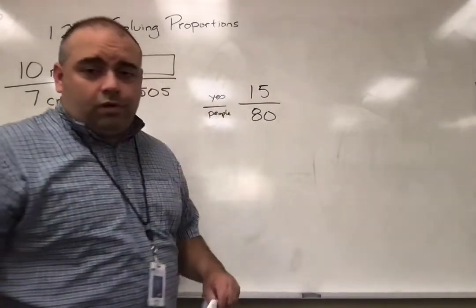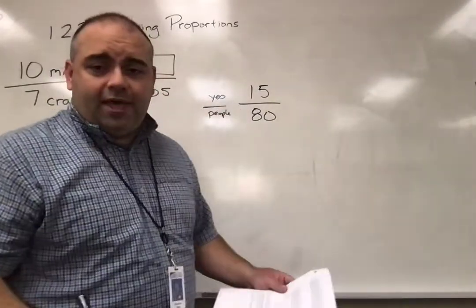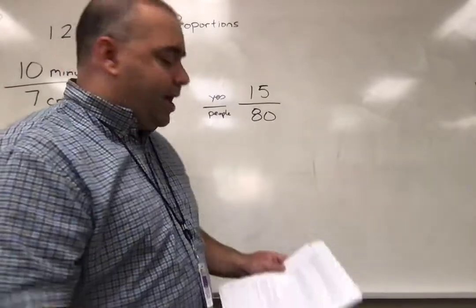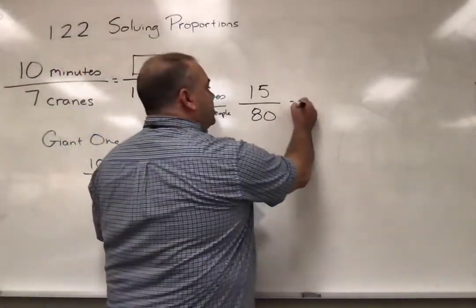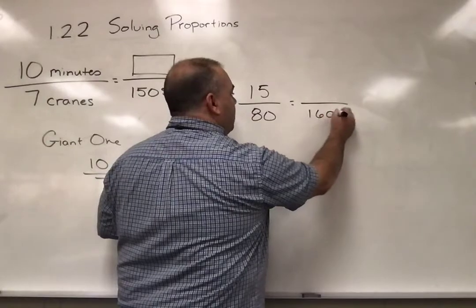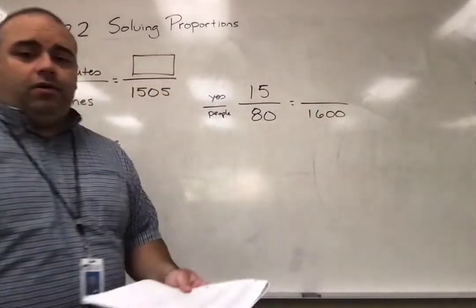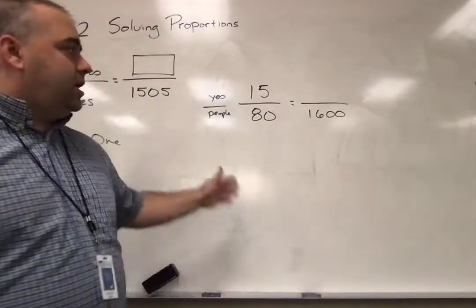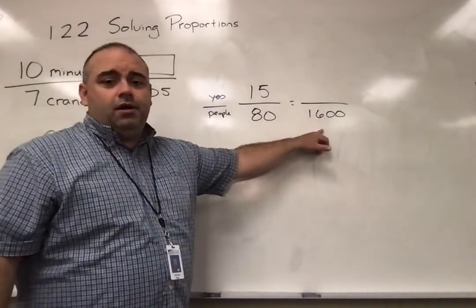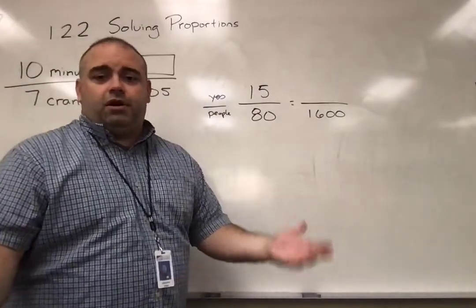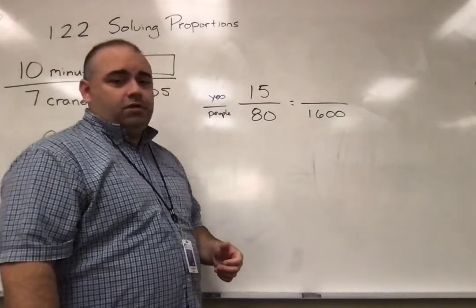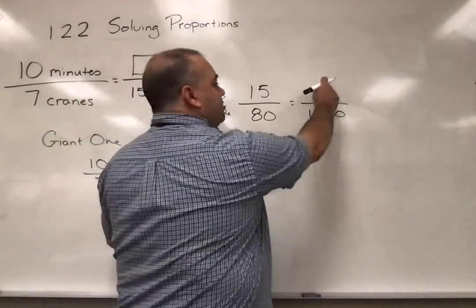Now in the whole school, they don't have 80 people, they have more than that. So in the whole entire school, they actually have 1,600 people. So we want to find out how many people that would translate into for this top number. So I'll show you a different method now called cross products that some people like to use better than the other ones.